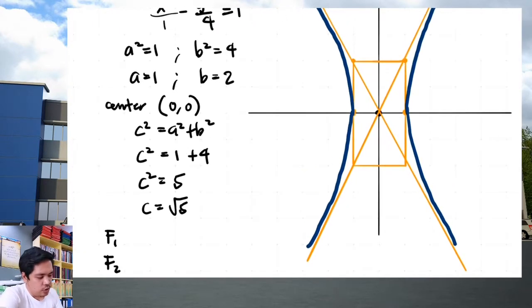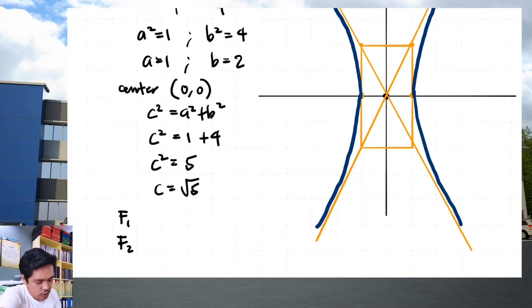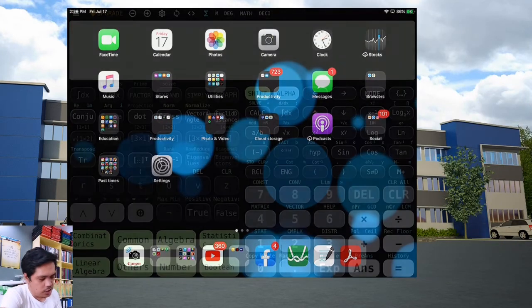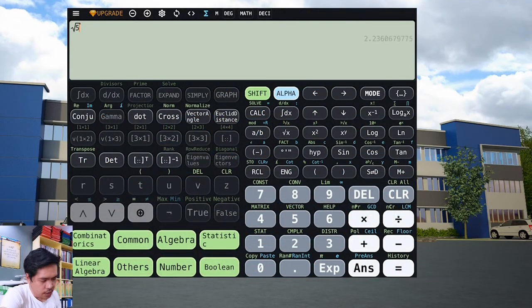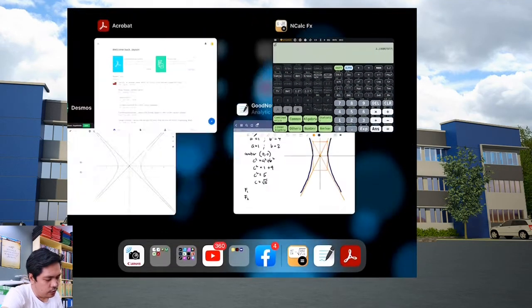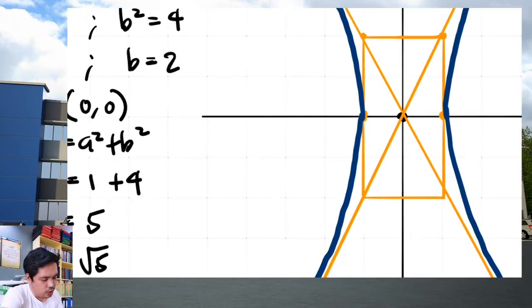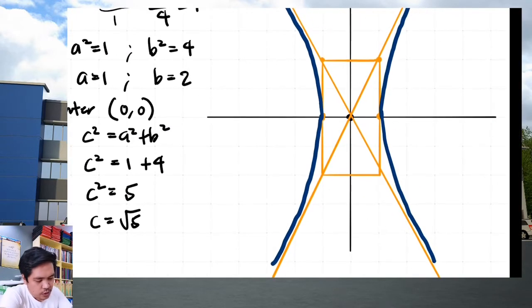So, to locate the focus, that would be square root of 5. Square root of 5 is around 2 point something, right? Let us check. So, square root of 5, that's 2.24. So, the location of the focus is right around 2.24 here. And also 2.24 around here.